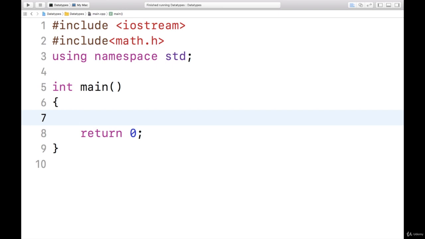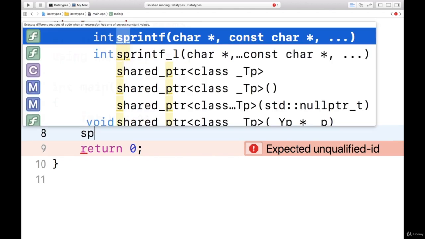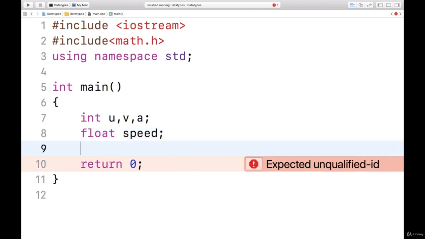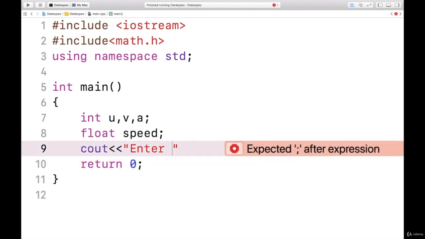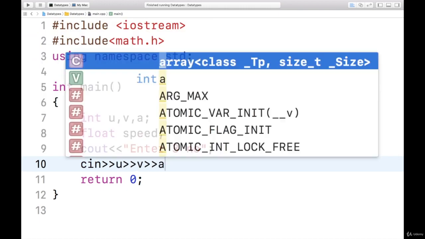Now let us write a program for finding the speed. I'll take initial velocity, that is u, and final velocity, that is v, and a as acceleration, and the speed I may get as a float value, so I will declare it as float. Then cout, enter 3 numbers, because I should mention initial velocity, final velocity and acceleration. Then cin, I will read values, that is u and v and a.